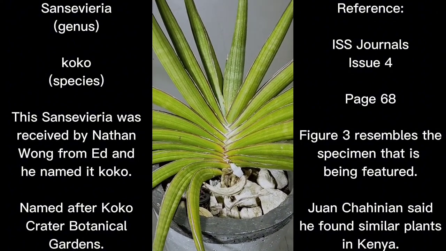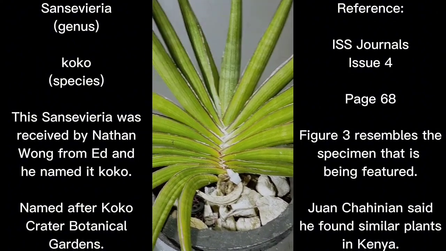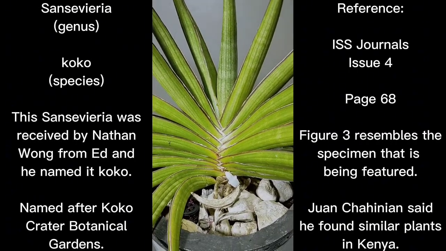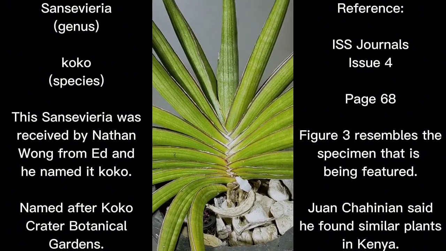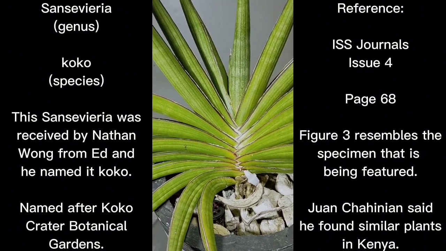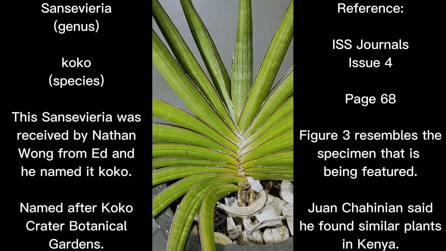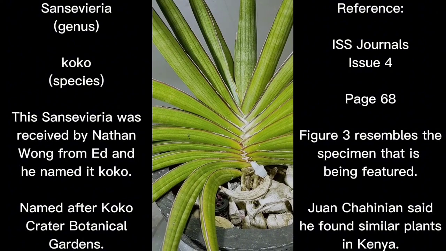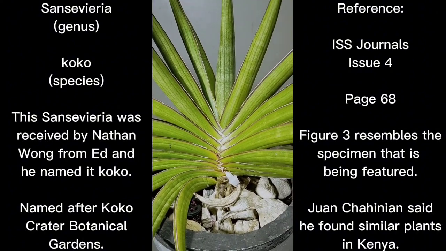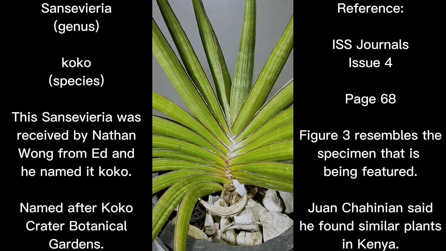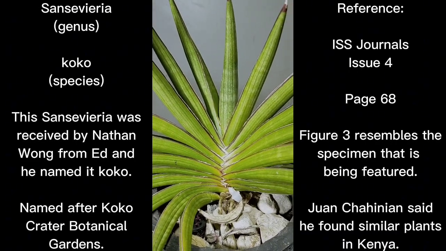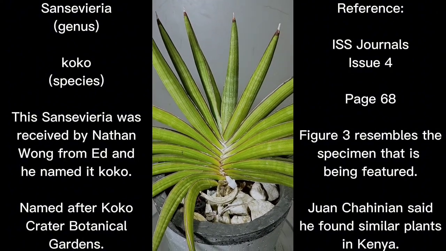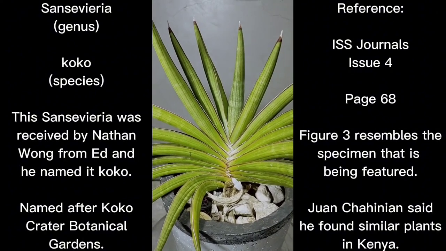So the plant was given to him actually by Ed Abbey. If you're familiar with the Sansevieria called Ed Abbey, and you don't know who Ed Abbey is, he is a San Jose cactus and succulent nursery man who moved to Waianae, Hawaii. From there, he was able to grow Sansevierias, and he gave a specimen to Nathan Wong with the exact description of what I am showing you right now.